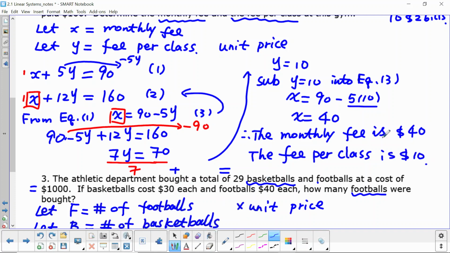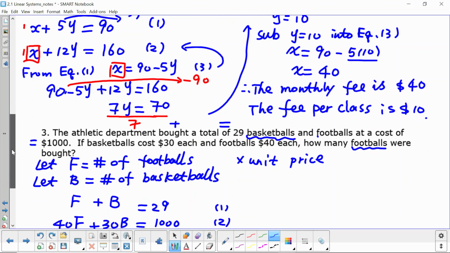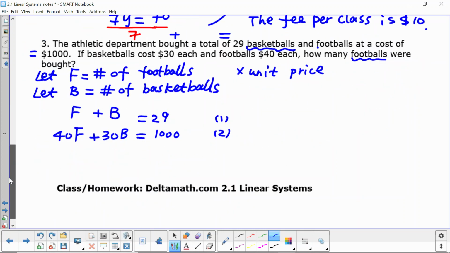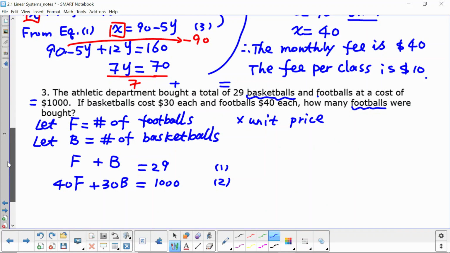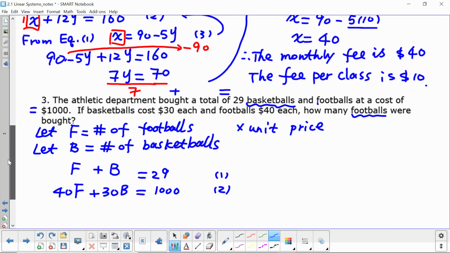Then it's done. If you want to check, you could just put it back. Okay, $40 plus 5 classes, each class 10, 5 times 10 is 50, 40 plus 50 gives you 90, it's right. Another equation, 40 plus 12 classes times 10, 120 plus 40 gives you 160. It is correct. So pause it and check if your answer is correct. If not, then redo it and replay this video.